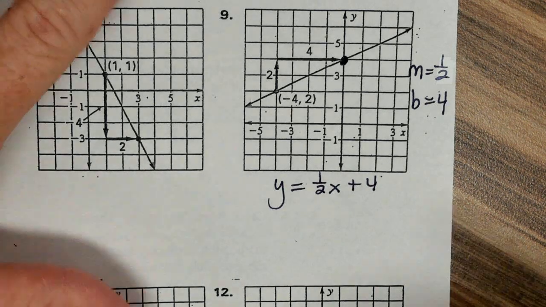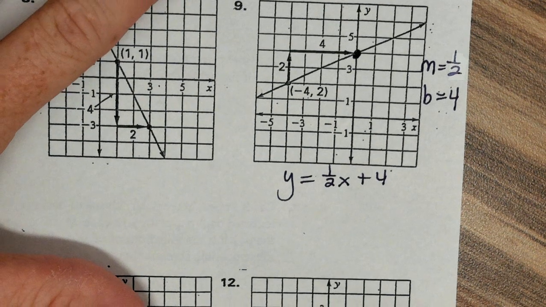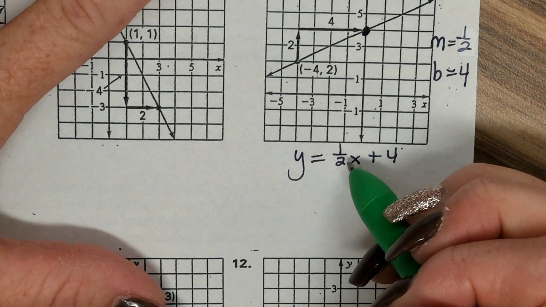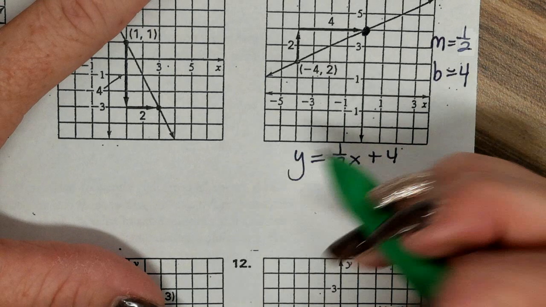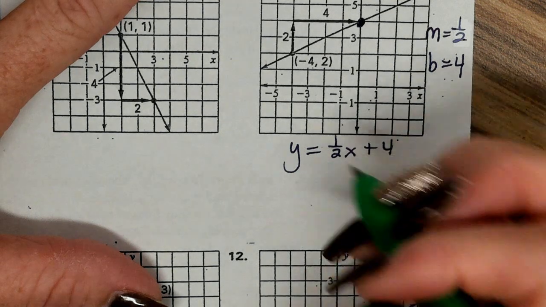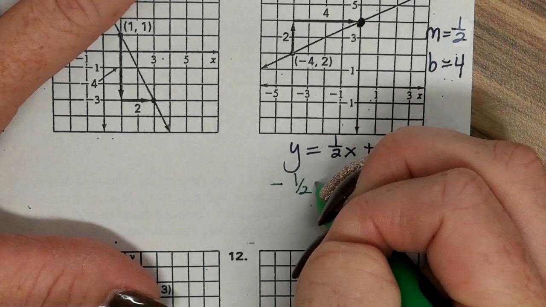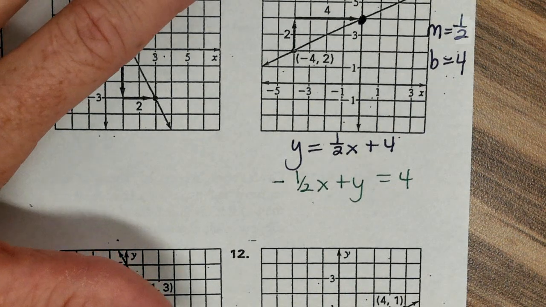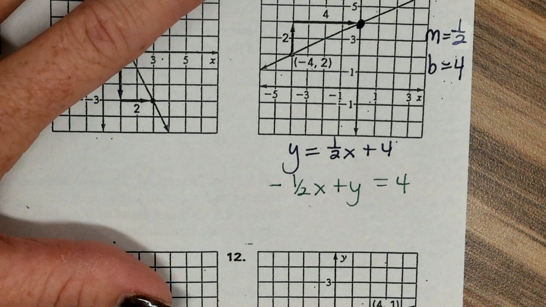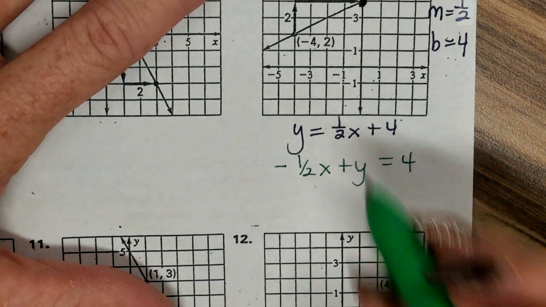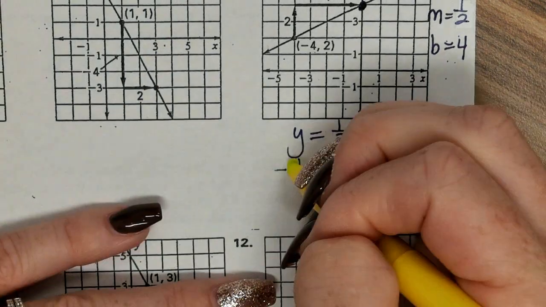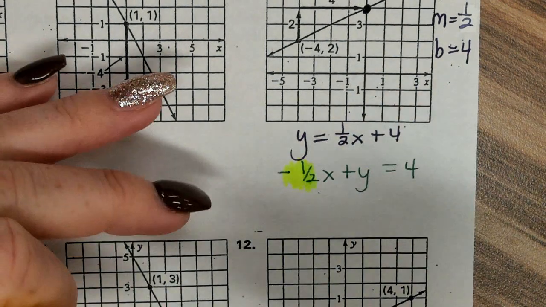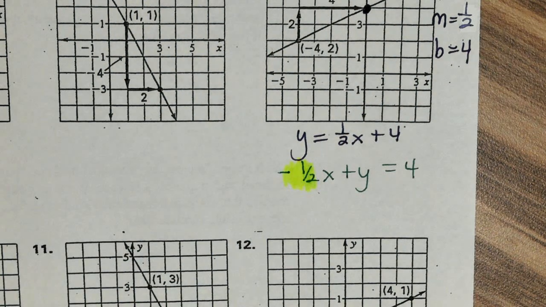To be in standard form, the x and the y have to be on the left. So how would I get this right here to the left? So I would end up with negative 1/2 x plus y equals 4. Does everybody agree? Okay, but we have some rules. This number right here cannot be what? It can't be a negative, and it can't be a fraction. So anytime it's a negative, you're just going to multiply everything by a negative to get rid of it.